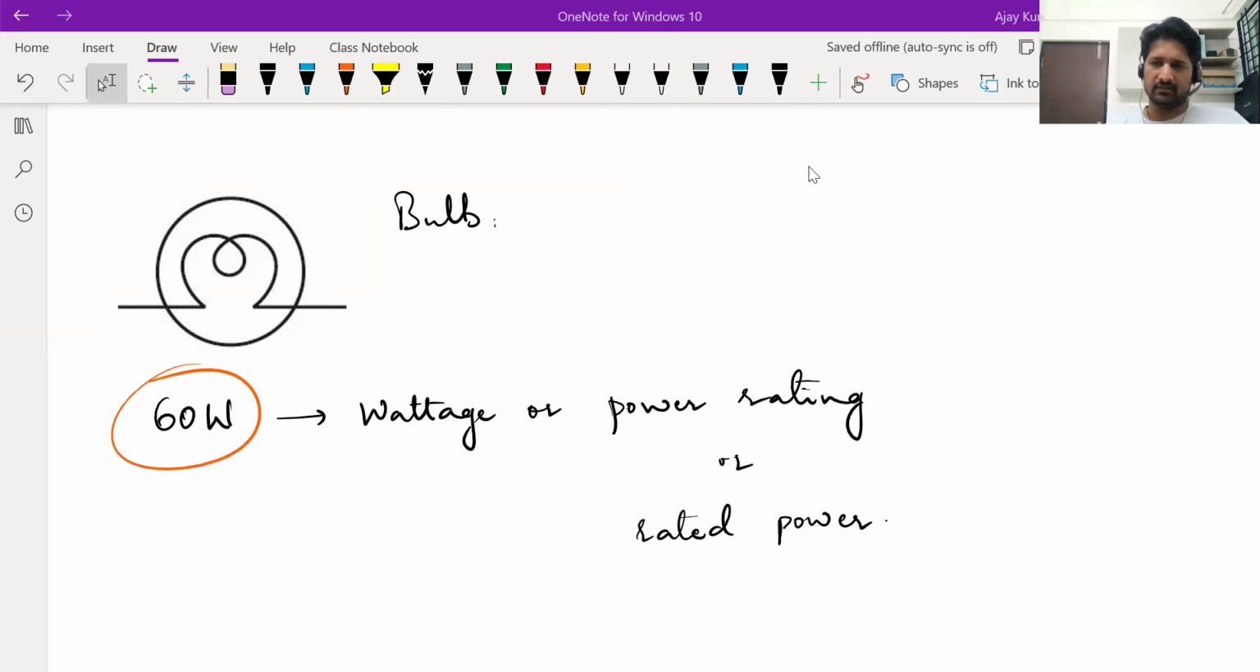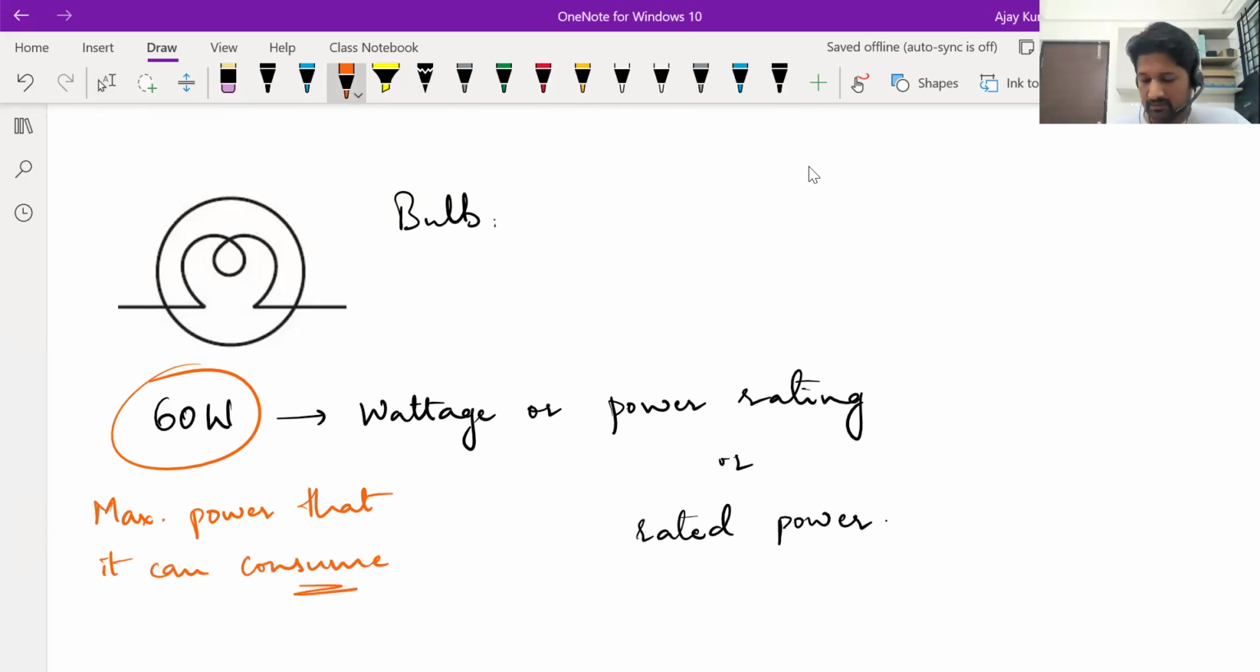See, the power rating of a bulb, not just a bulb, any electrical or electronic device that you take will have a power rating on it. This is the maximum power that it can consume from the circuit. This is not the power output of the device, it is the power input of the device, how much power it can consume at most. That is the power rating or the rated power.